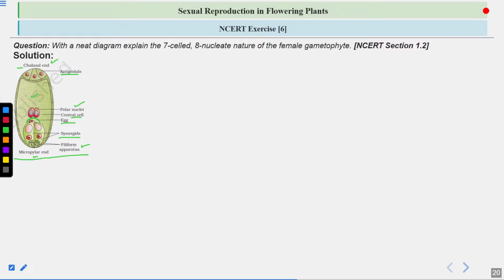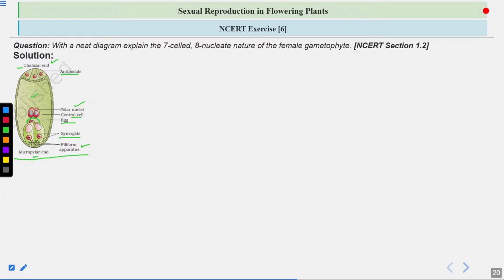So when this functional megaspore nucleus divides, it forms the 8-nucleate structure, and later on this 8-nucleate structure is transformed into the 7-celled and 8-nucleate structure. So this is that particular female gametophyte or the embryo sac. All the cells you see here in the case of the embryo sac are haploid. So don't get confused. I am just repeating one more point.